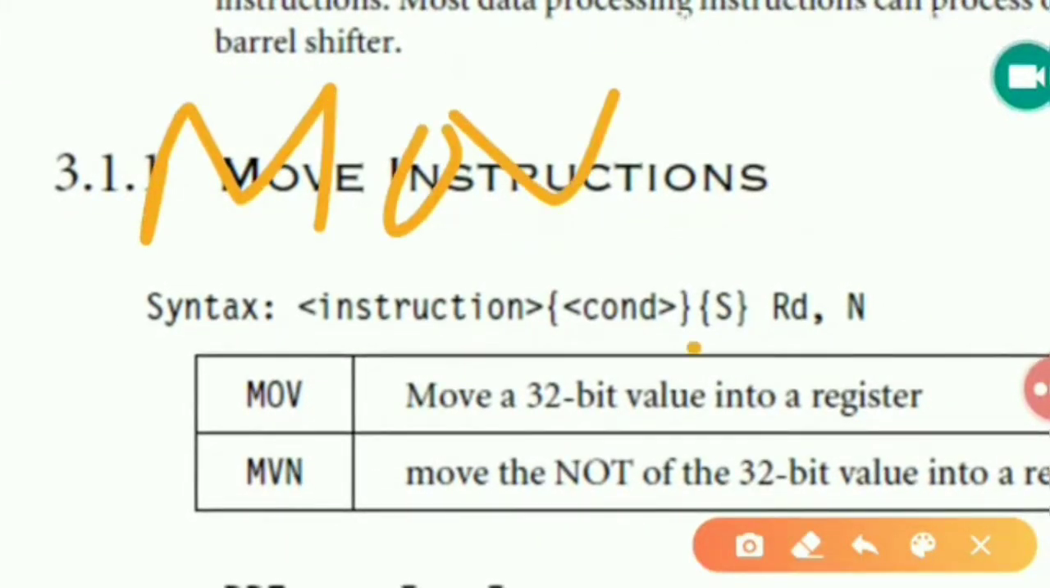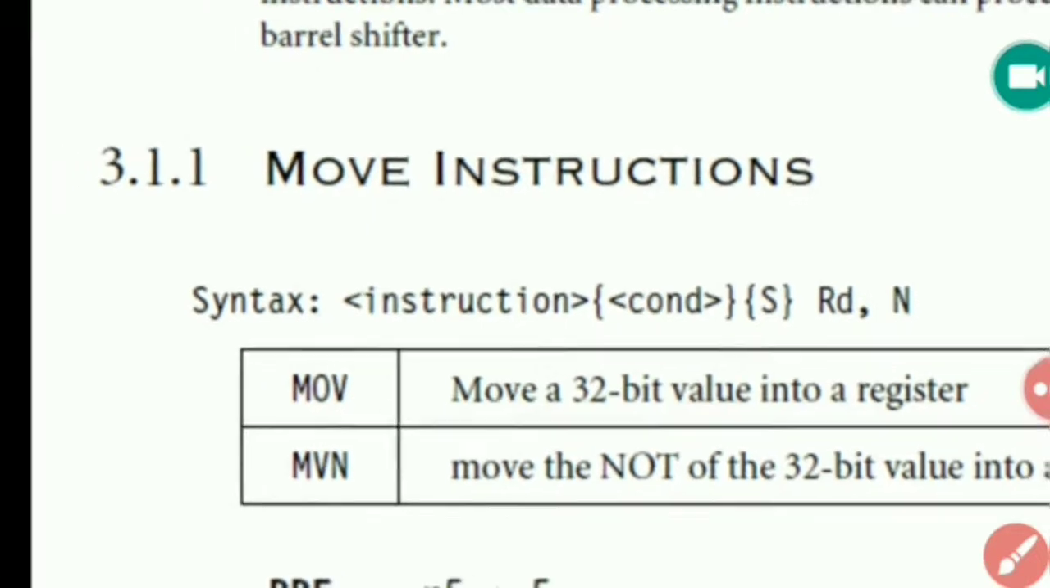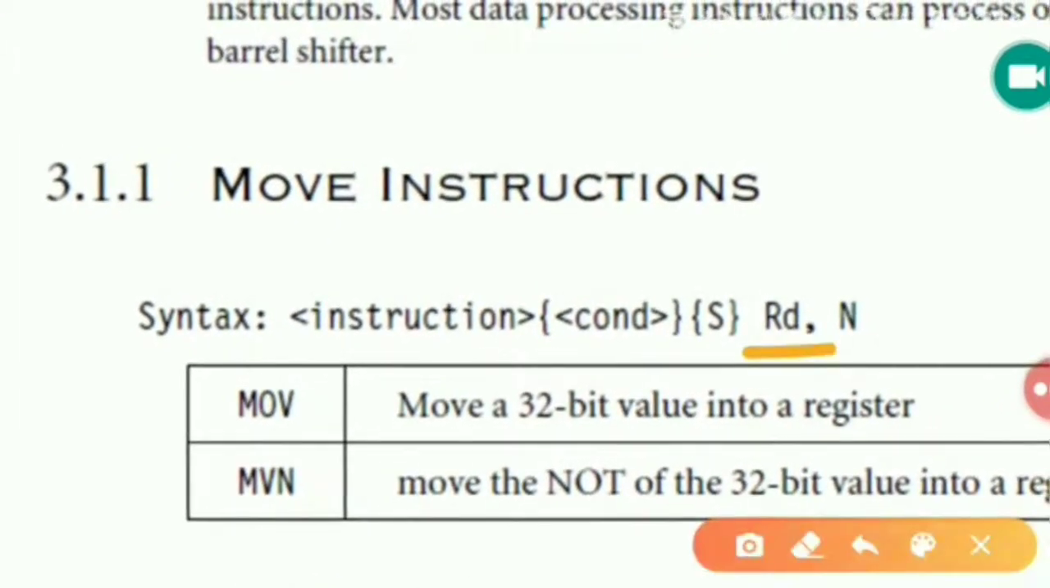So when do we use the suffix S? If we want that after execution of the move instruction the content of the flag register should be changed, in that case we use the suffix S. And the other things are the destination register and the source register or the source operand. So this is about the move instruction.